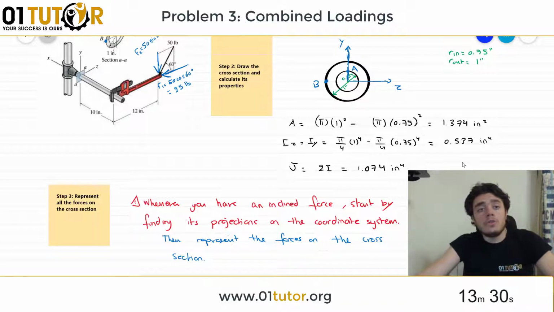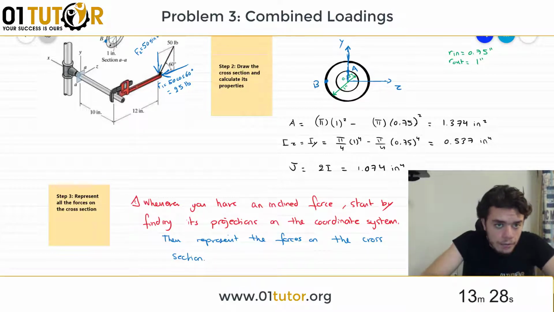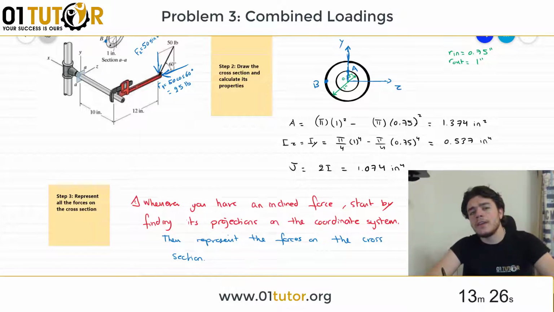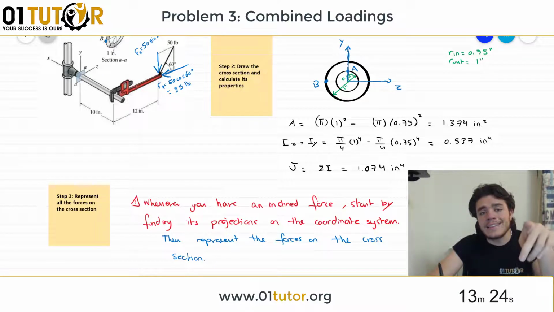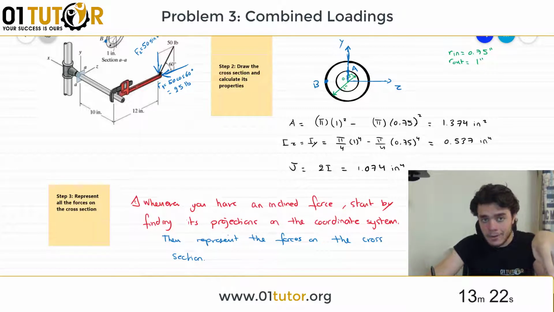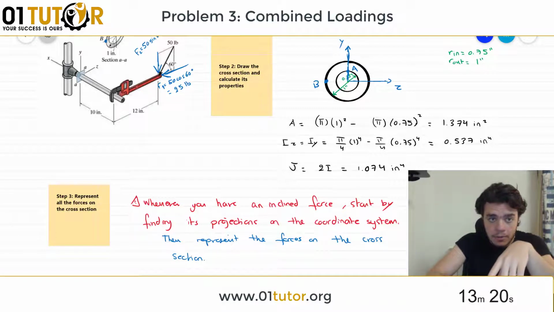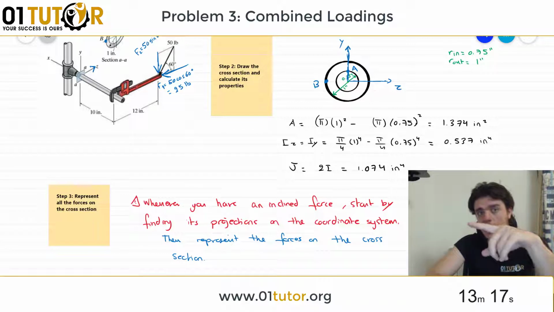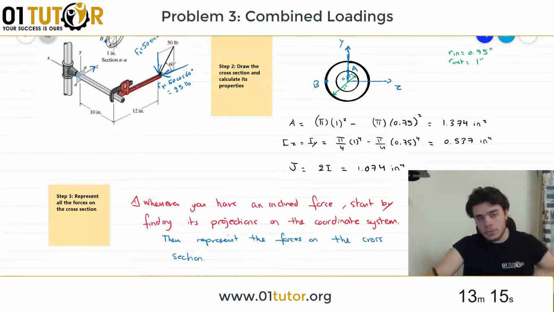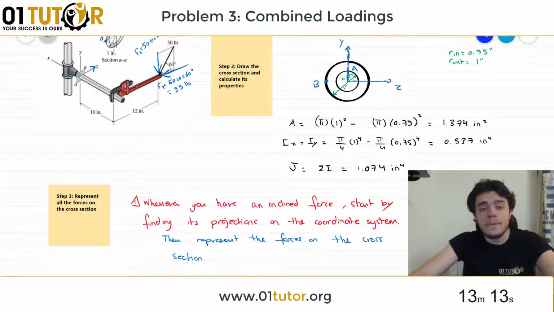Alright, how do we do that? Consider F1, which is equal to 25 pounds. We look at the figure. It acts in the negative Z direction, because this is the Z direction here. It acts parallel and opposite to the Z direction. So that's in the negative Z direction.